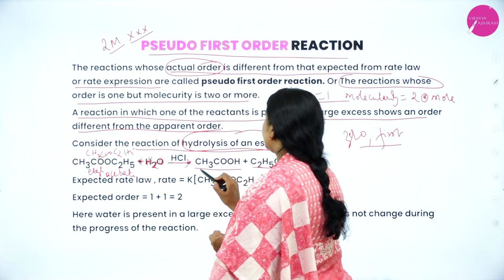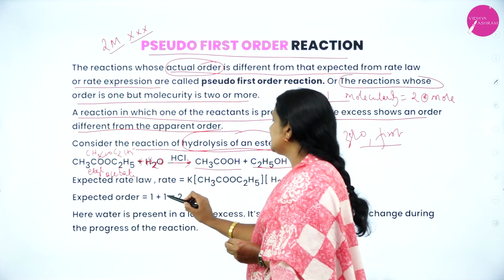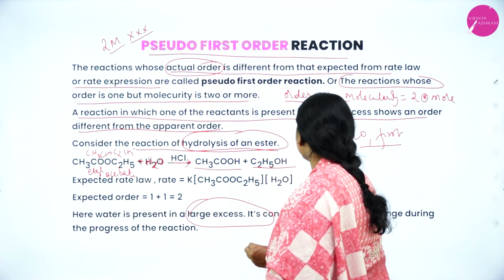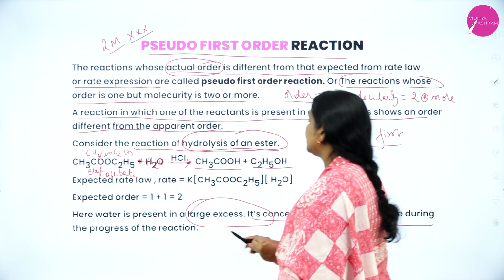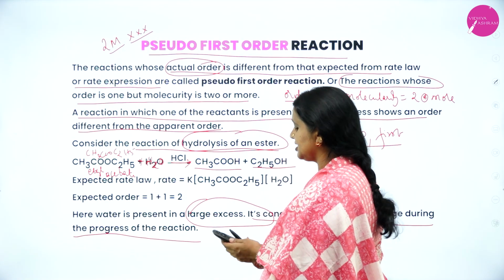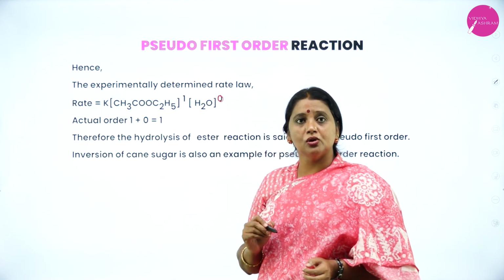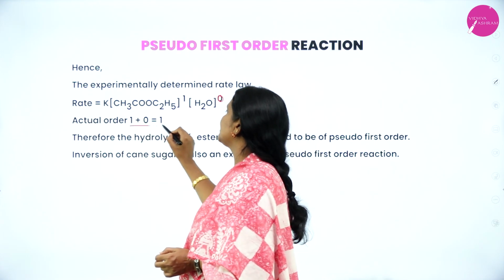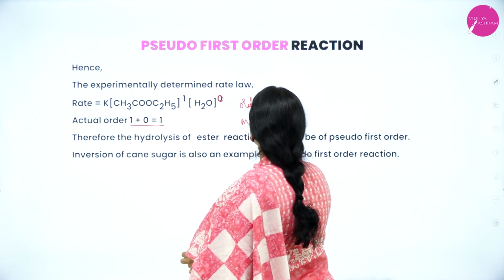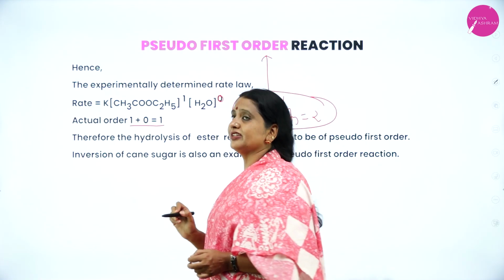Expected rate law is k into molar concentration of ethyl acetate into water. The powers are 1 and 1, so the order would be 2. But here water is present in large excess. Its concentration does not change during the progress of the reaction. Which one is used in large excess? Water. Therefore, the ethyl acetate power is as it is, 1, but put power 0 to water. Therefore, 1 plus 0 is equal to 1. Therefore, order is 1. Molecularity is 2. Such reactions are called pseudo first order reactions.